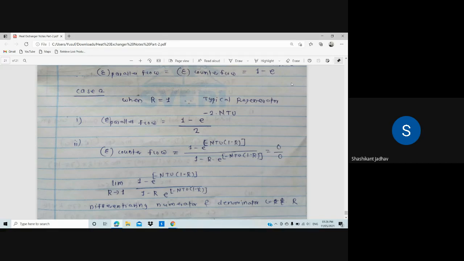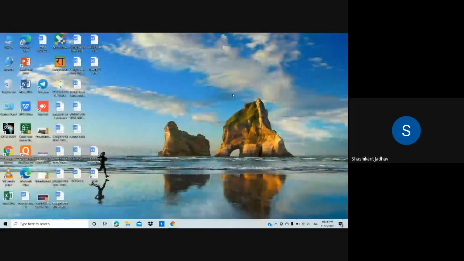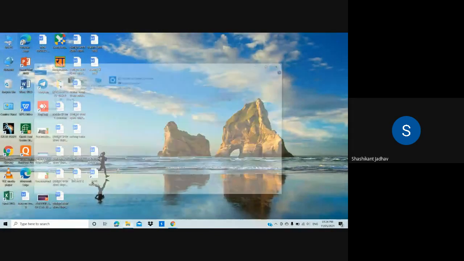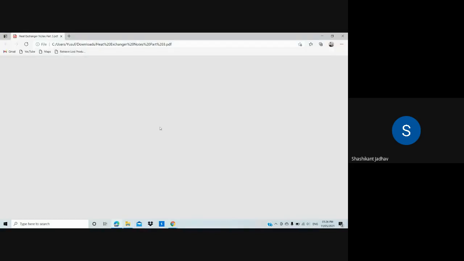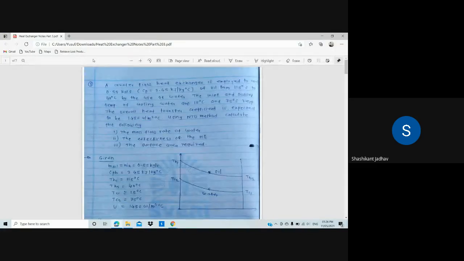The first derivation is the effectiveness for the parallel flow heat exchanger. After that, we have completed the derivation of the equation for the effectiveness for the counter flow heat exchanger, and then we have discussed the two cases, case 1 and case 2, and the equations for those particular cases. Okay, so here we have completed the derivation part of the effectiveness and NTU method.